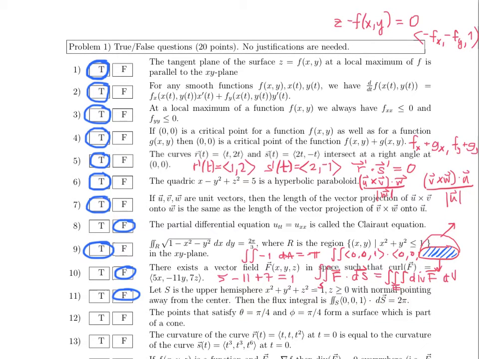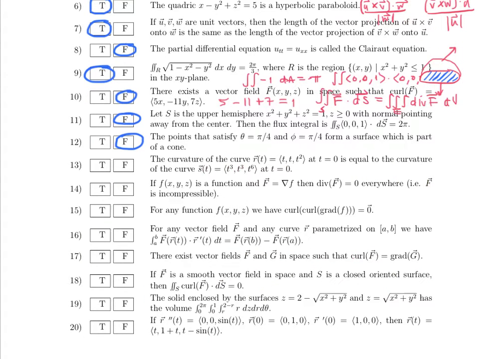Number 12. The points that satisfy theta equals pi over 4 and phi equals pi over 4 form a surface which is part of a cone. Well, if theta and phi are both held constant and the only thing that can change is rho, that means we only have one parameter. Surfaces have two parameters. Curves have one parameter, so what we're dealing with is a curve and not a surface. Number 12 is false.